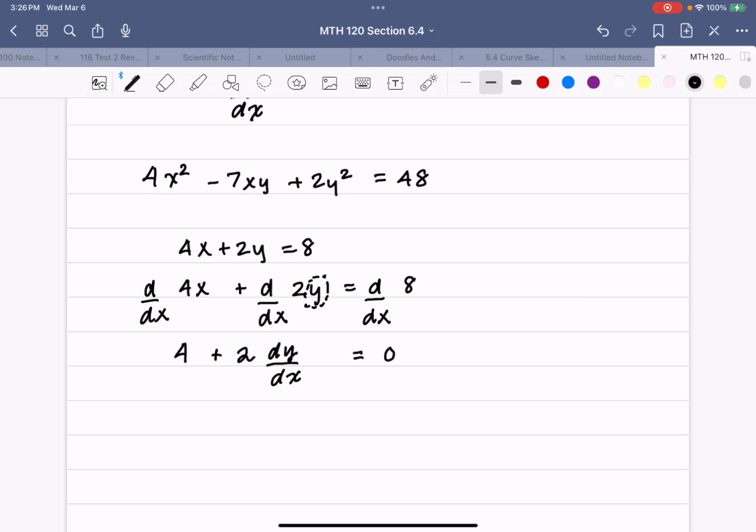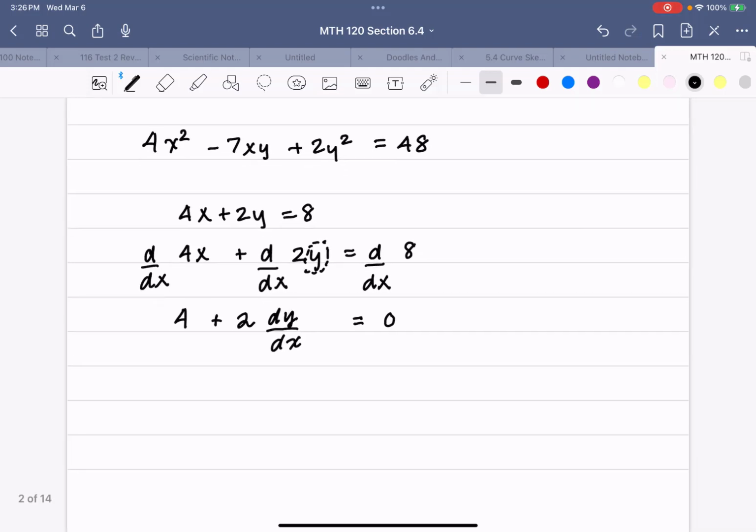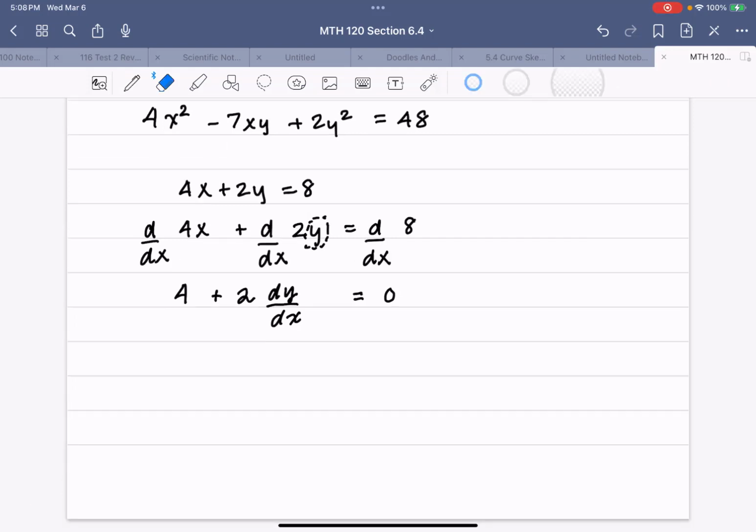Okay? So for y, it's basically the chain rule. We're going to take the regular derivative, and then we're going to take the derivative of y with respect to x, and we're just going to have to leave it as that expression. And so now I'm going to solve this for dy dx by subtracting a 4 from both sides.